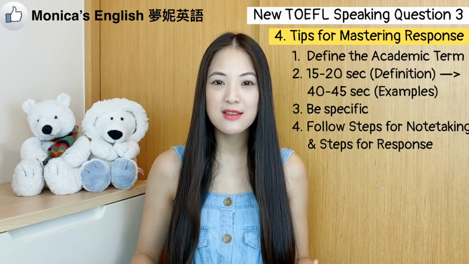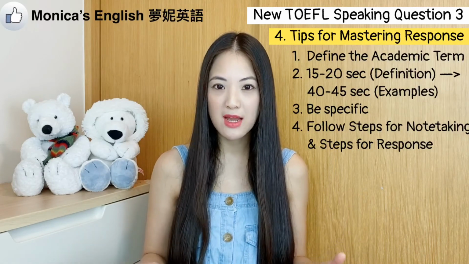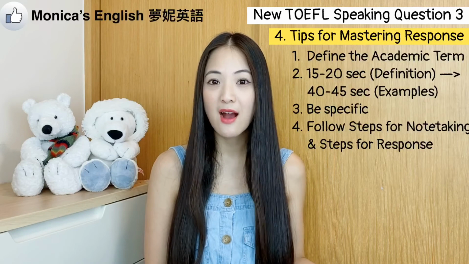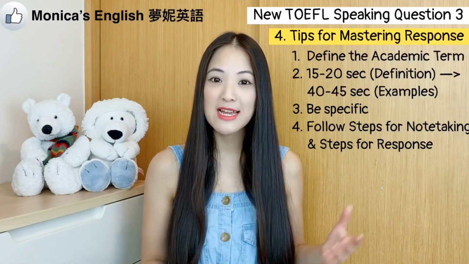3. Be specific. When it comes to summarizing the lecture part of the listening, make sure you include the specific name of the example that's given, regardless if it's an exotic plant or an animal or the name of a planet or a business strategy or a hypothesis. Be thorough in your explanation. Don't skip any steps or key concepts. Whether your summary of the example can clearly demonstrate the concept that's given in the reading passage will determine your score. 4. Finally, remember to follow my steps for taking notes for this question and the steps for responding.